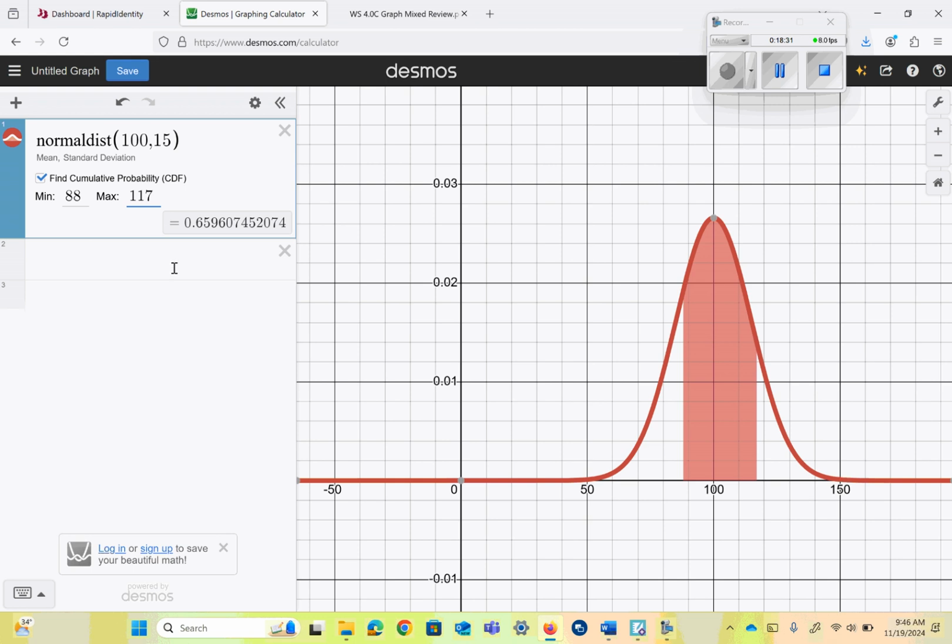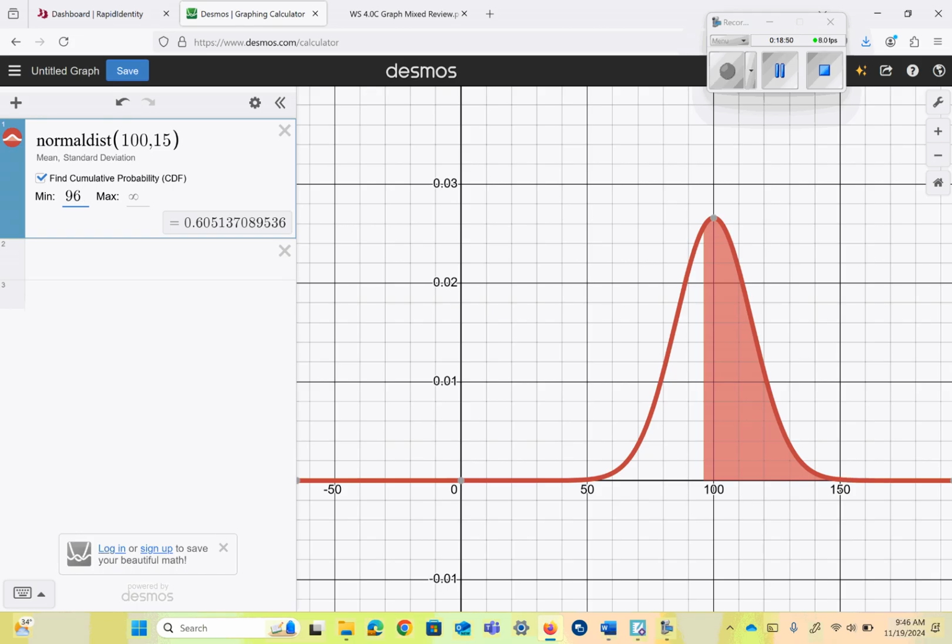What percent are greater than 96? So change this one, just delete it, and it goes back to infinity. Greater than 96, so you have 60.5% are greater than a 96 IQ.